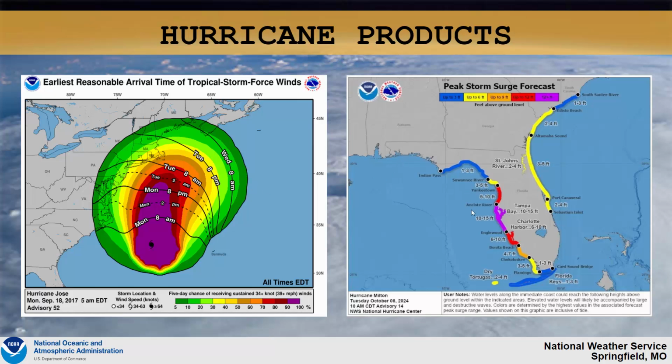And then the graphic on the right here shows the expected peak storm surge height at various locations along the coast. So for example, anywhere between the Anclote River and Englewood could see 10 to 15 feet of storm surge in this forecast. These graphics can all be used to understand the location and severity of each of the impacts discussed before.